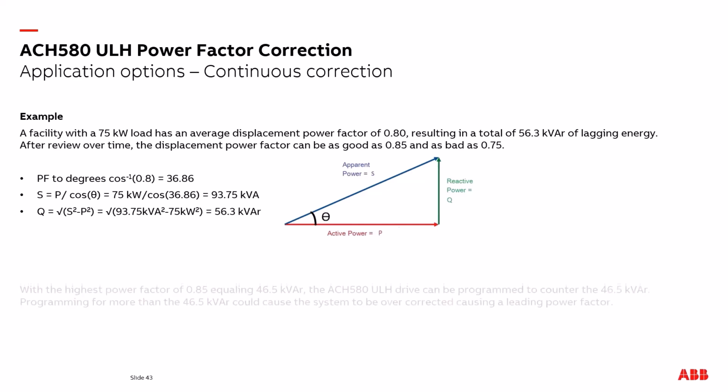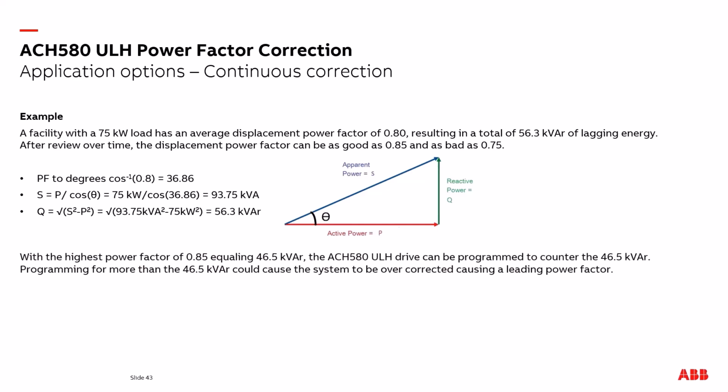Now, we have to look at the system though. With the highest power factor of 0.85 equaling 46.5 kVAR, the ACH580 ULH drive can be programmed to counter the 46.5 kVAR. Programming for more than 46.5 kVAR could cause the system to be overcorrected, causing a leading power factor. So we have to look at the best scenario we have right here, and the best scenario is a displacement power factor of 0.85, and correct for that, aiming for a power factor close to 1, unity.